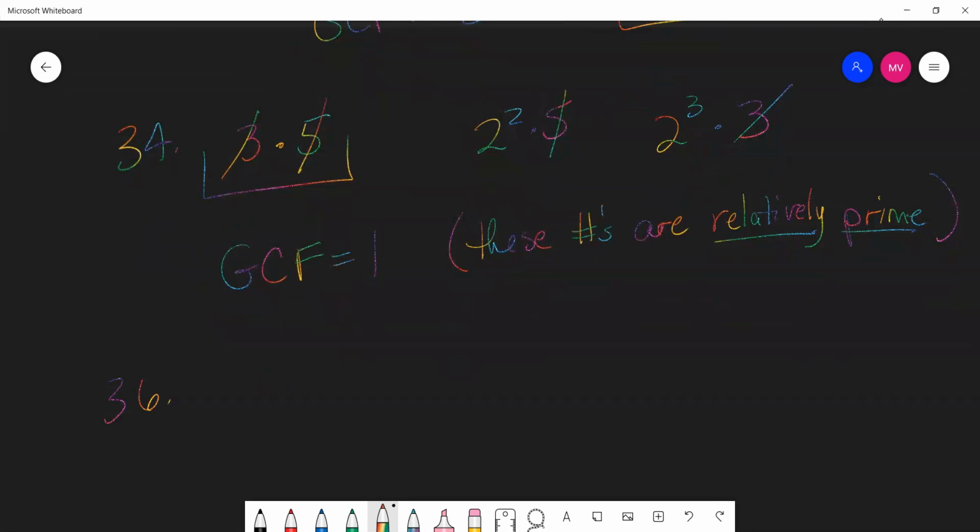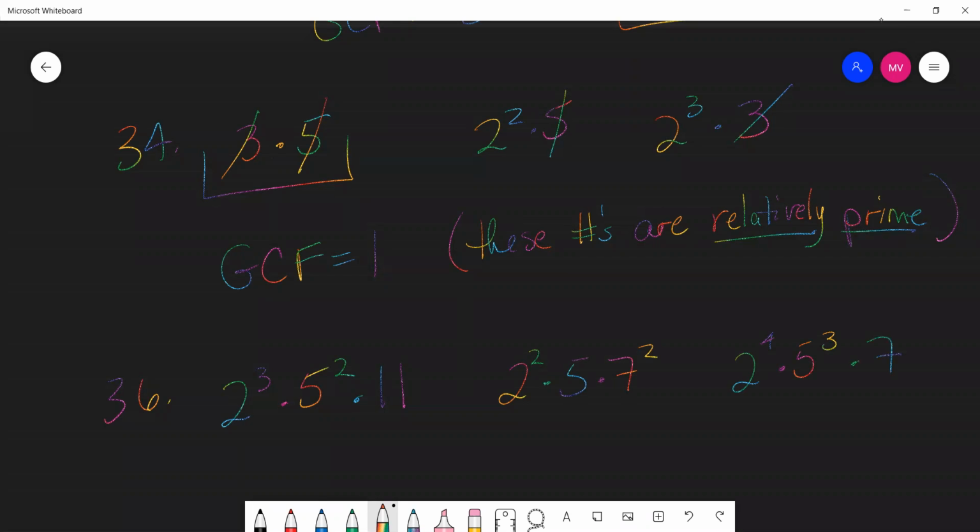Okay, last one. Let's get this over with. 36. 36 is 2 cubed times 5 squared times 11. And then 2 squared times 5 times 7 squared. And 2 to the power 4 times 5 cubed times 7.